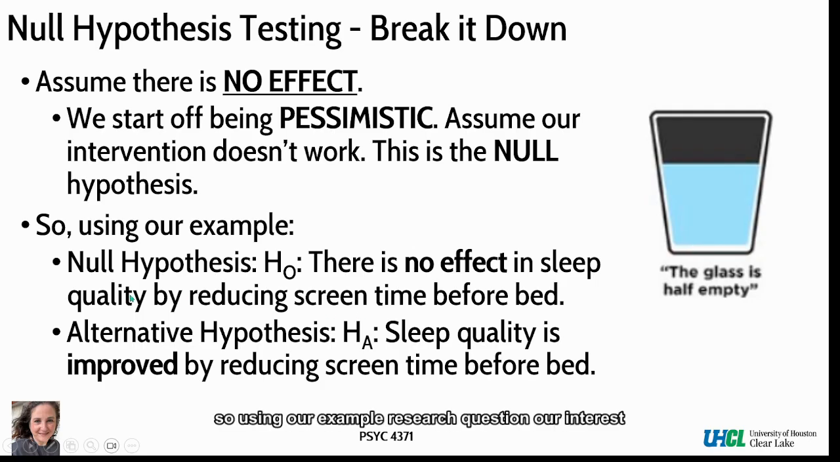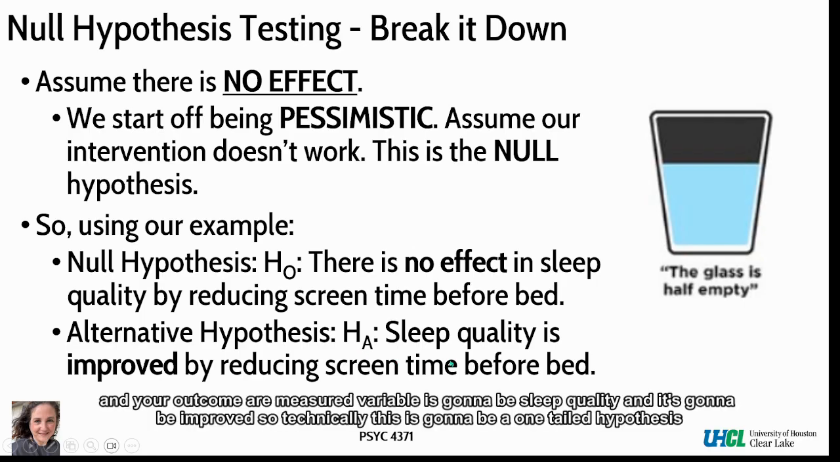So using our example research question I introduced on the previous slide, our null hypothesis would be H sub 0: there is no effect on sleep quality by reducing screen time before bed. So variable X, reducing screen time, does not have any effect on variable Y. Variable Y is sleep quality. On the other hand, your alternative hypothesis is going to state that sleep quality was improved by reducing screen time before bed. Our manipulated variable is screen time, and your outcome or measured variable is going to be sleep quality, and it's going to be improved. So technically, this is going to be a one-tailed hypothesis.